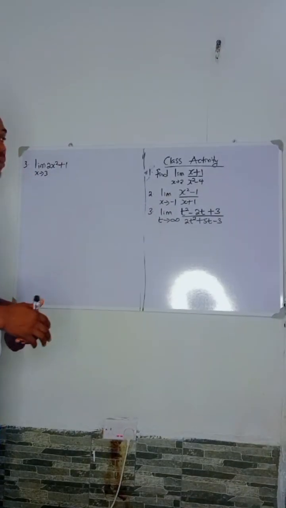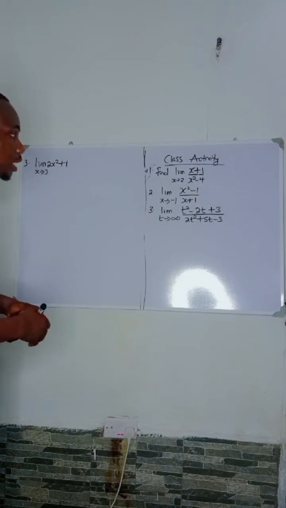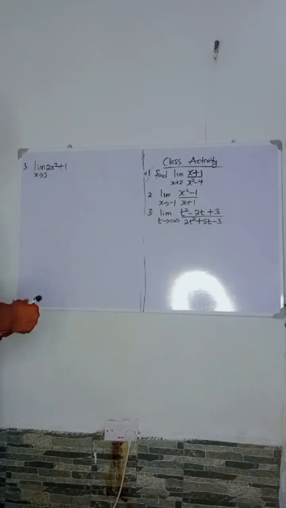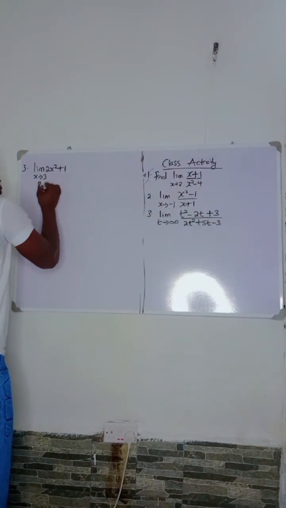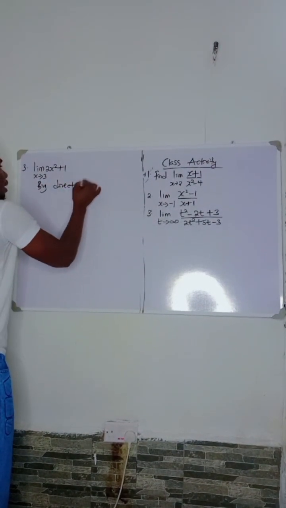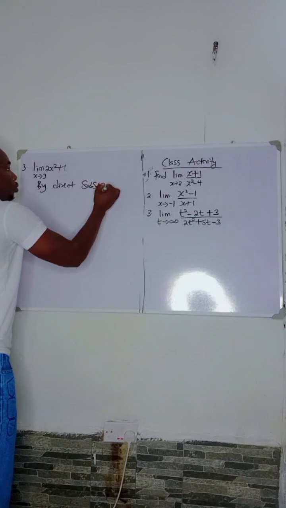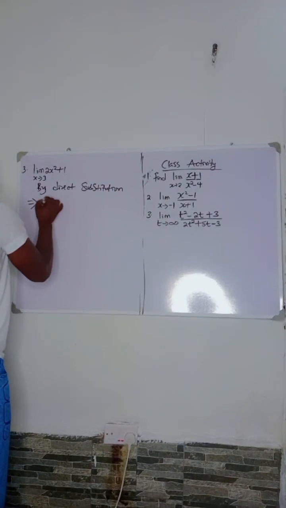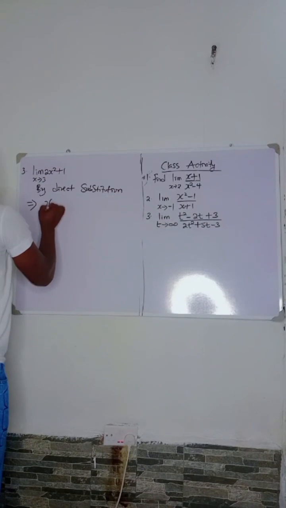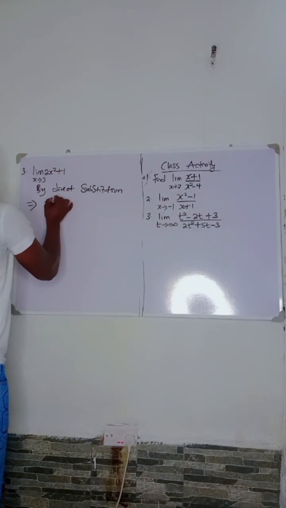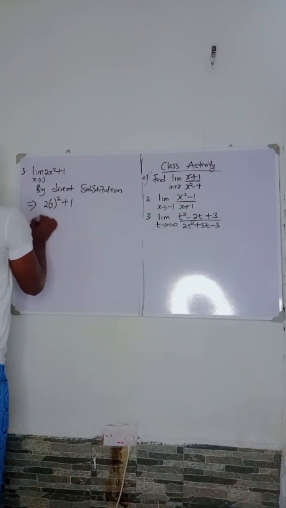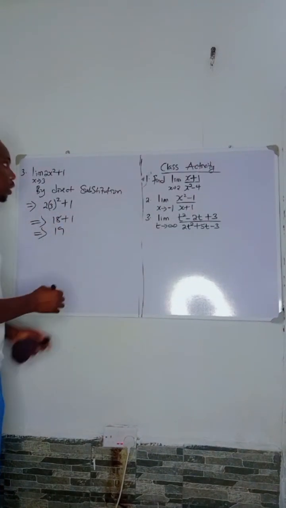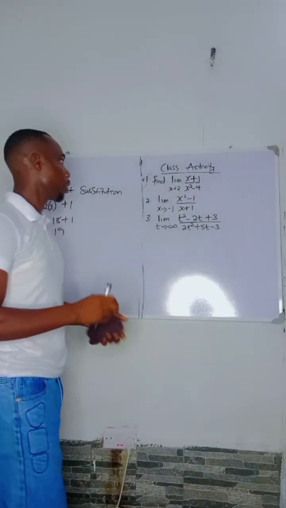And this is how you would solve a particular problem. We have solved a problem by rationalizing the numerator. We have solved a problem by factorization. Let us also solve a problem by direct substitution. By direct substitution, the limit of this now gives you 2 into, you do it directly, 3x squared plus 1. This will give you 18 plus 1, and finally is 19.